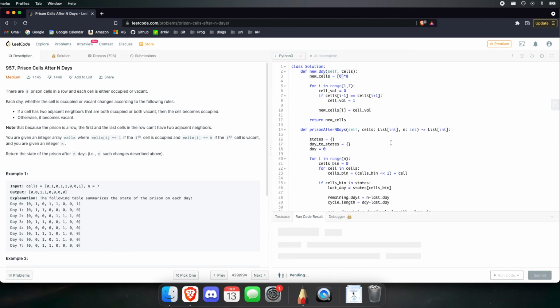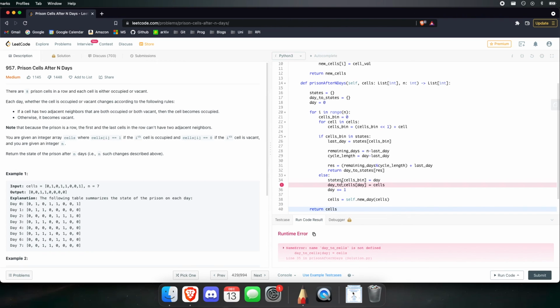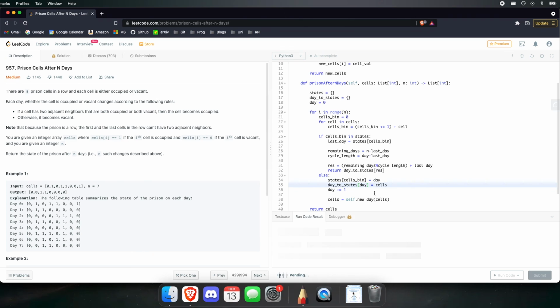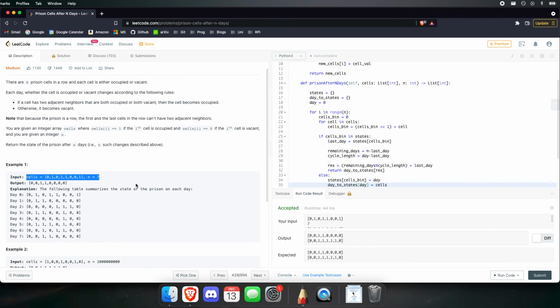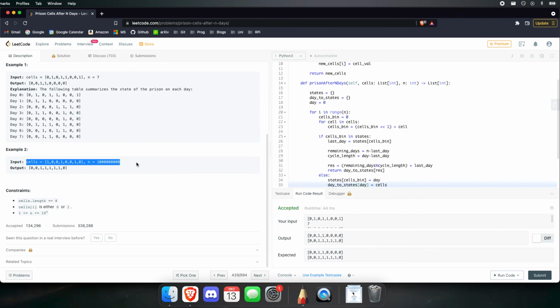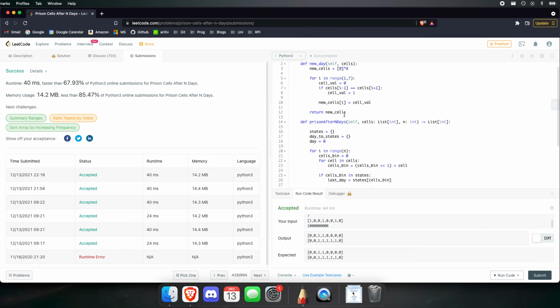Let me run this to see if I made any mistakes. Okay, day to states. Oh, yep, I missed it. I did day to cells. Let's run it one more time. Perfect. So it gets accepted for the first example right here, and also for the second example, where n is equal to a billion. Yeah, a billion. So now let's submit it and see if this is actually fully accepted, and it is. Perfect.